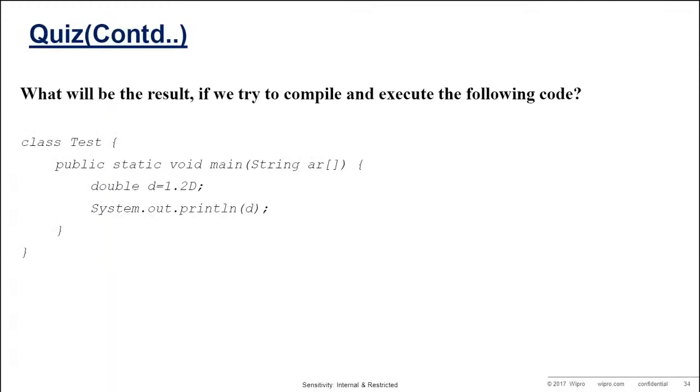And next, double d equal to 1.2d. There's nothing wrong in this. Whether you give it or not, no problem. By default it will be treated as double only, but still if you give d also, no problem.